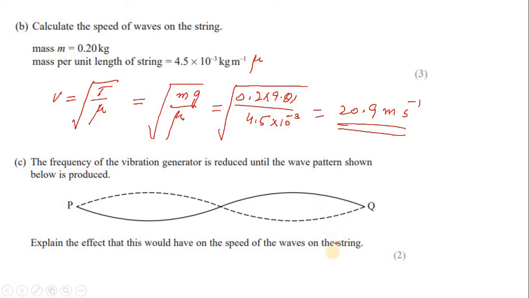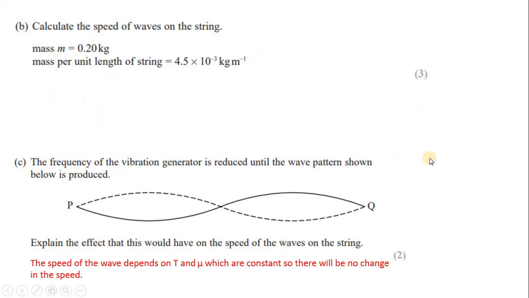Clearly, what are they doing? They are just changing the frequency. Now the speed v depends only on the hanging mass, or tension in the string, and the mass per unit length, and in this case both stay the same, so they are not changing. So the speed does not change because the speed depends on these two factors. So the speed remains the same.